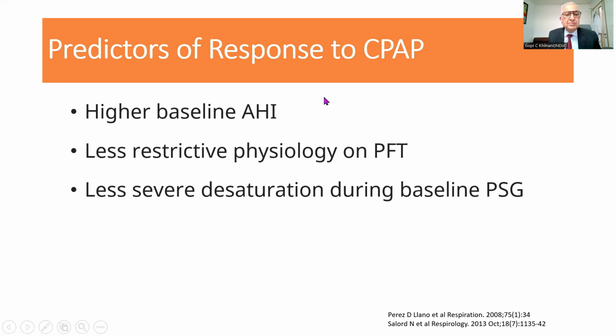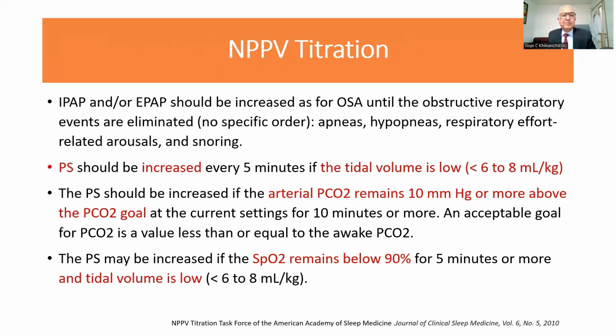So these people have higher baseline AHI, less restrictive physiology on PFT, and less severe desaturation. So the initial treatment of OHS is CPAP. Now, some patients will fail CPAP. Some patients will come in with acute type 2 respiratory failure, and CO2 will continue to be high with a high AHI and the patient being symptomatic. There you use IPAP, that is, you use bilevel positive air pressure.